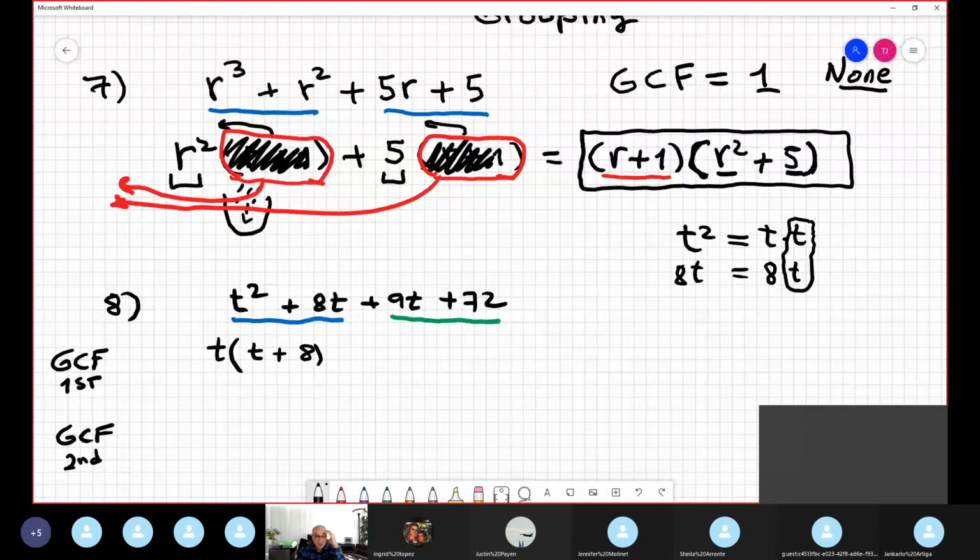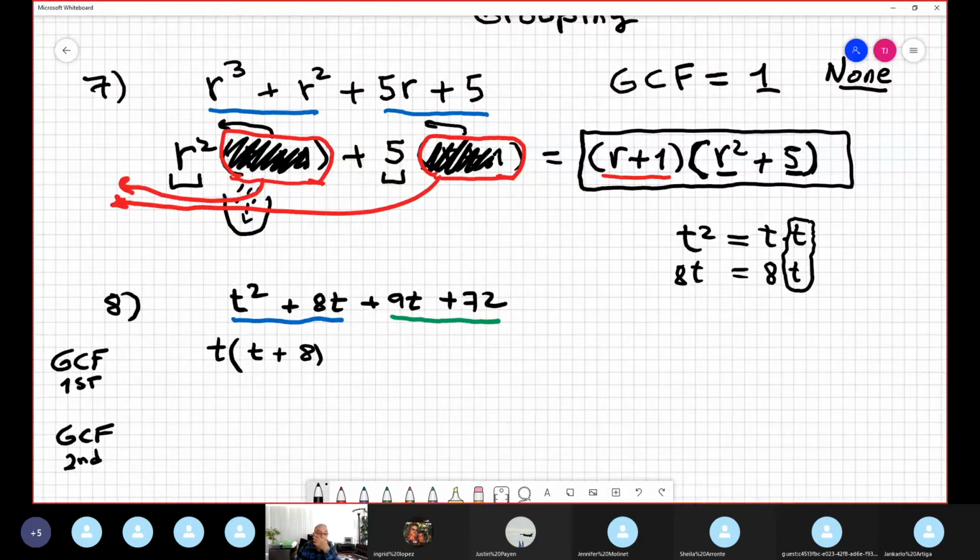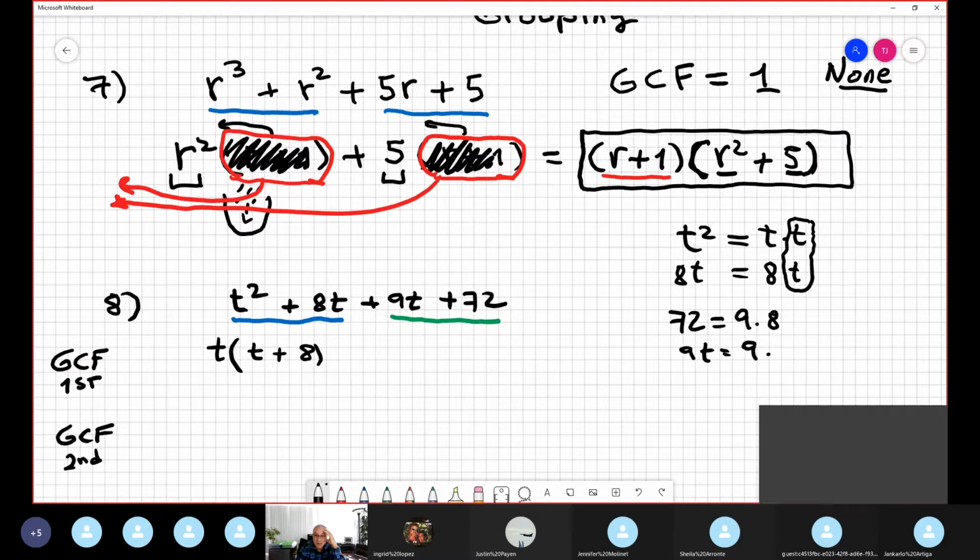Okay, yes. Bianca says yes. And what is the GCF in the second? Well, 72, I know that 72 is 9 times 8, no? And the other one is 9t. So it is obvious that 9 is a common factor. Very well, 9 is a common factor. I factor out and t plus 8 stays.